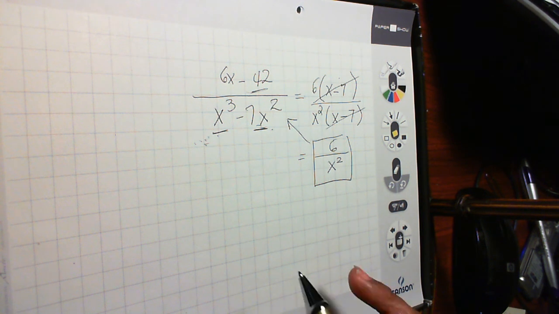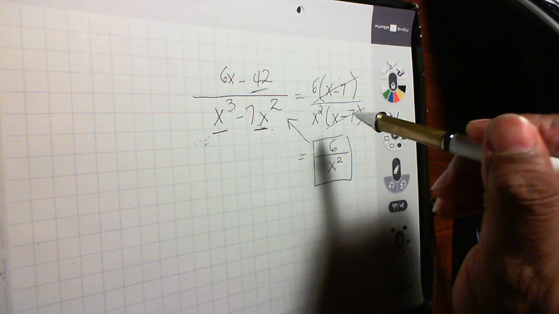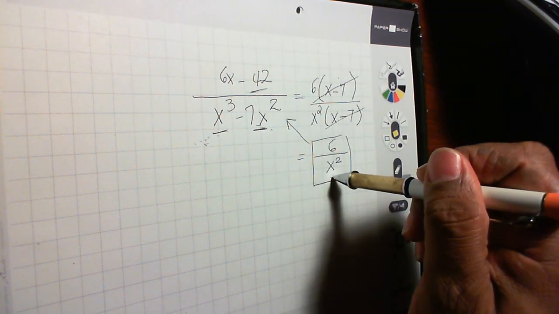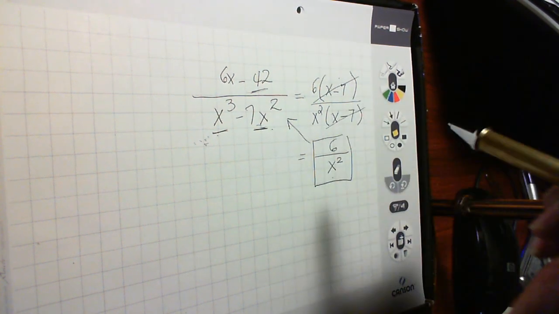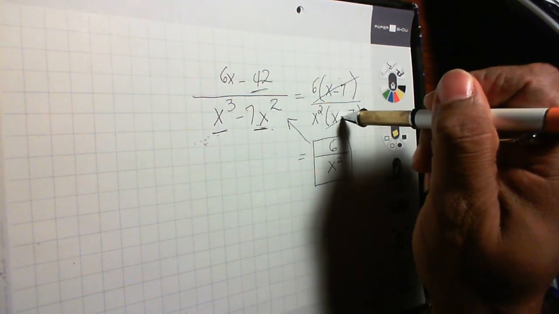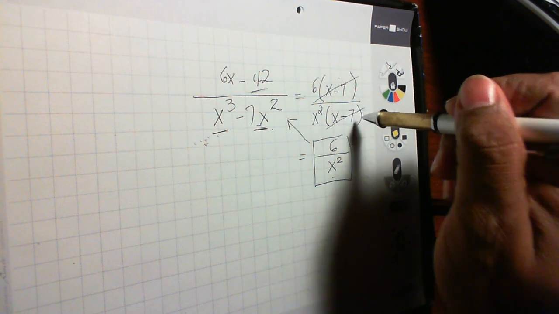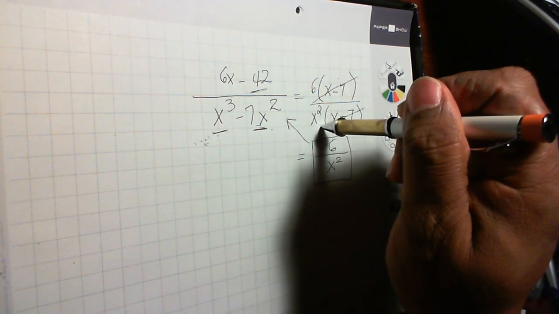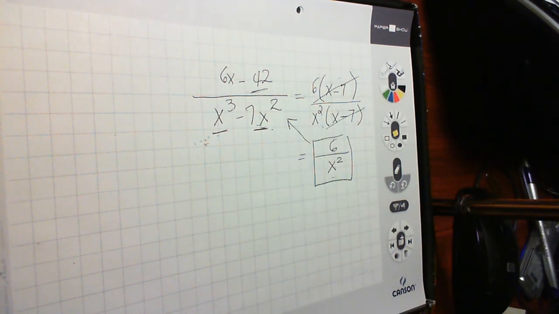Now you have to be careful. If we look at the domain, we have to look at the original, not the simplified form, because in the original, x cannot equal 7 and x cannot equal 0. So when we look at the domain, we have to look at the original rational expression.